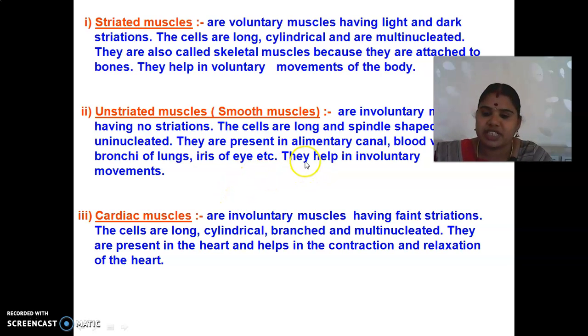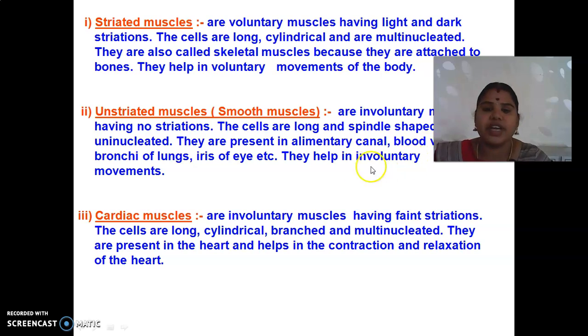So what is the main function? They help in involuntary movements. What are involuntary movements? See, in the alimentary canal, you take in food and it starts to digest. It will not wait to digest until tomorrow. It's not our business. Then blood vessels: throughout life, blood circulation takes place. Blood is circulating from where to where? From the heart to all parts of our body.